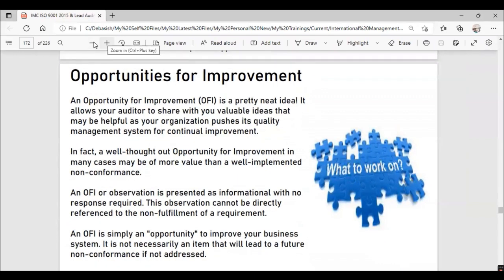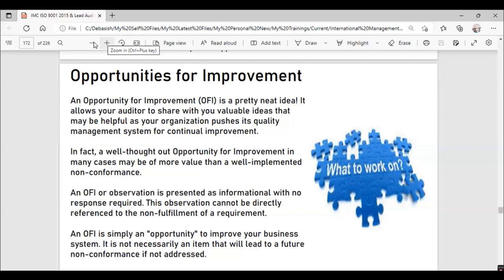It allows your auditor to share with you valuable ideas that may be helpful as your organization pushes its quality management system for continual improvement. In fact, a well thought out opportunity for improvement in many cases may be of more value than a well implemented non-conformance. An opportunity for improvement or observation is presented as informational with no response required.